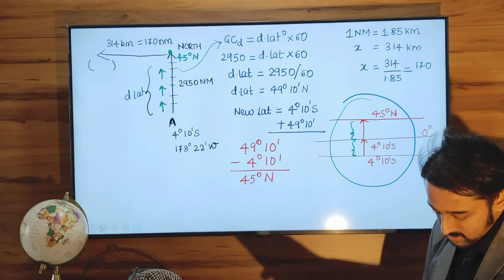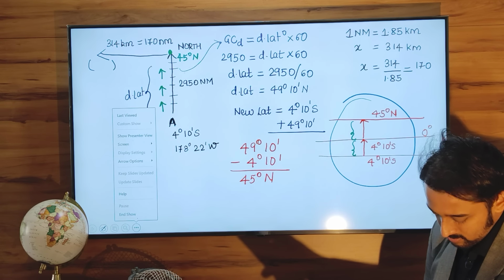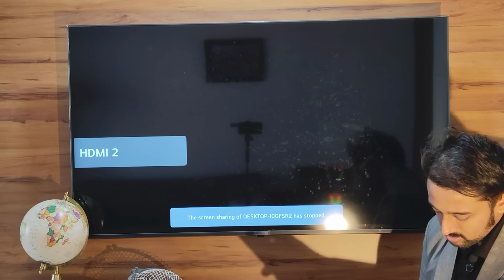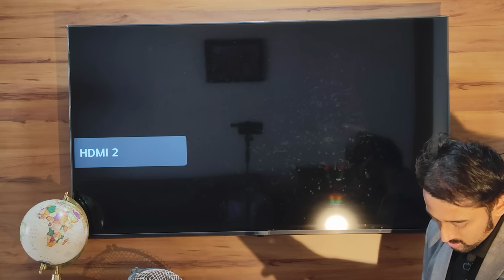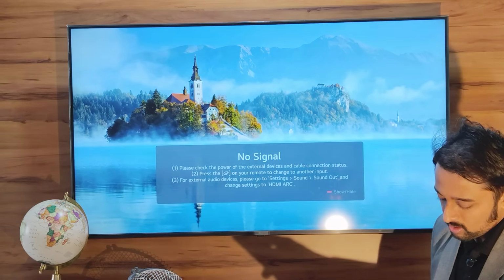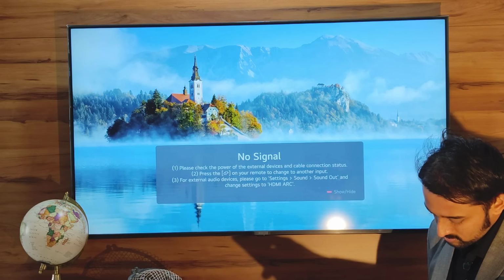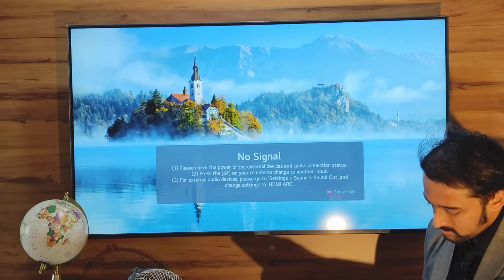Now let's go to the next slide. So next point they say from, just a second.